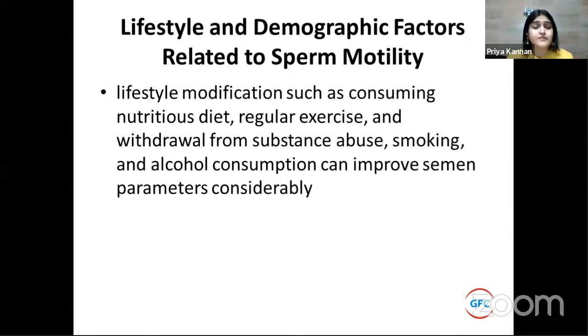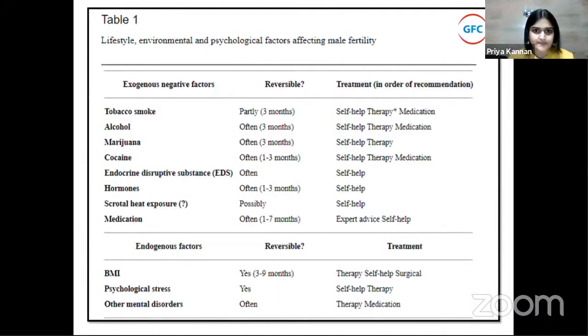How else can we improve the factors? I have to improve the sperm motility. How do I improve sperm motility? As we know, sperm motility does have a relation to pregnancy rates as well. Lifestyle modifications such as consuming a nutritious diet, regular exercise, withdrawal from substance abuse, smoking and alcohol consumption can improve semen parameters considerably, especially sperm motility, which is dependent 80% of the time on lifestyle modifications.